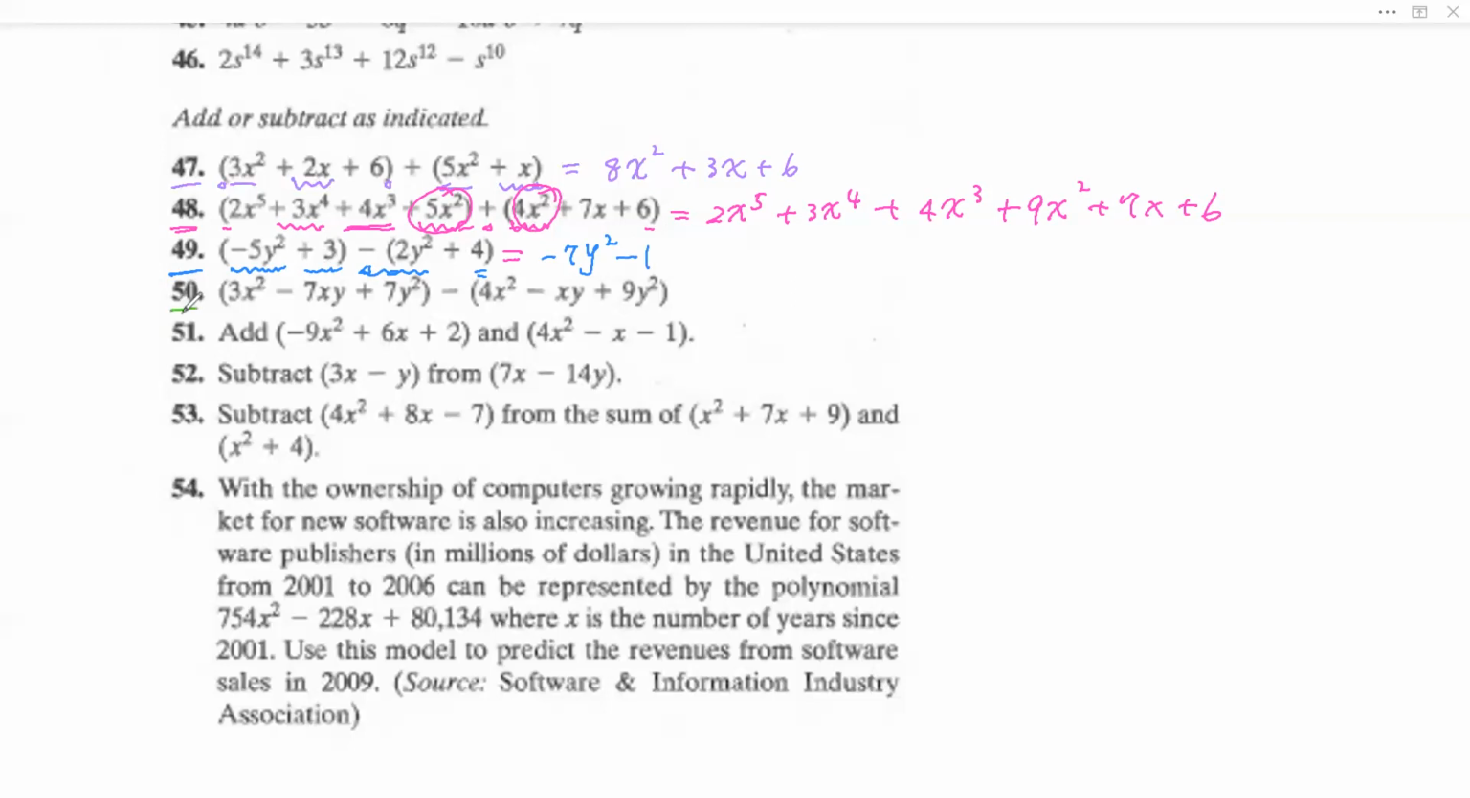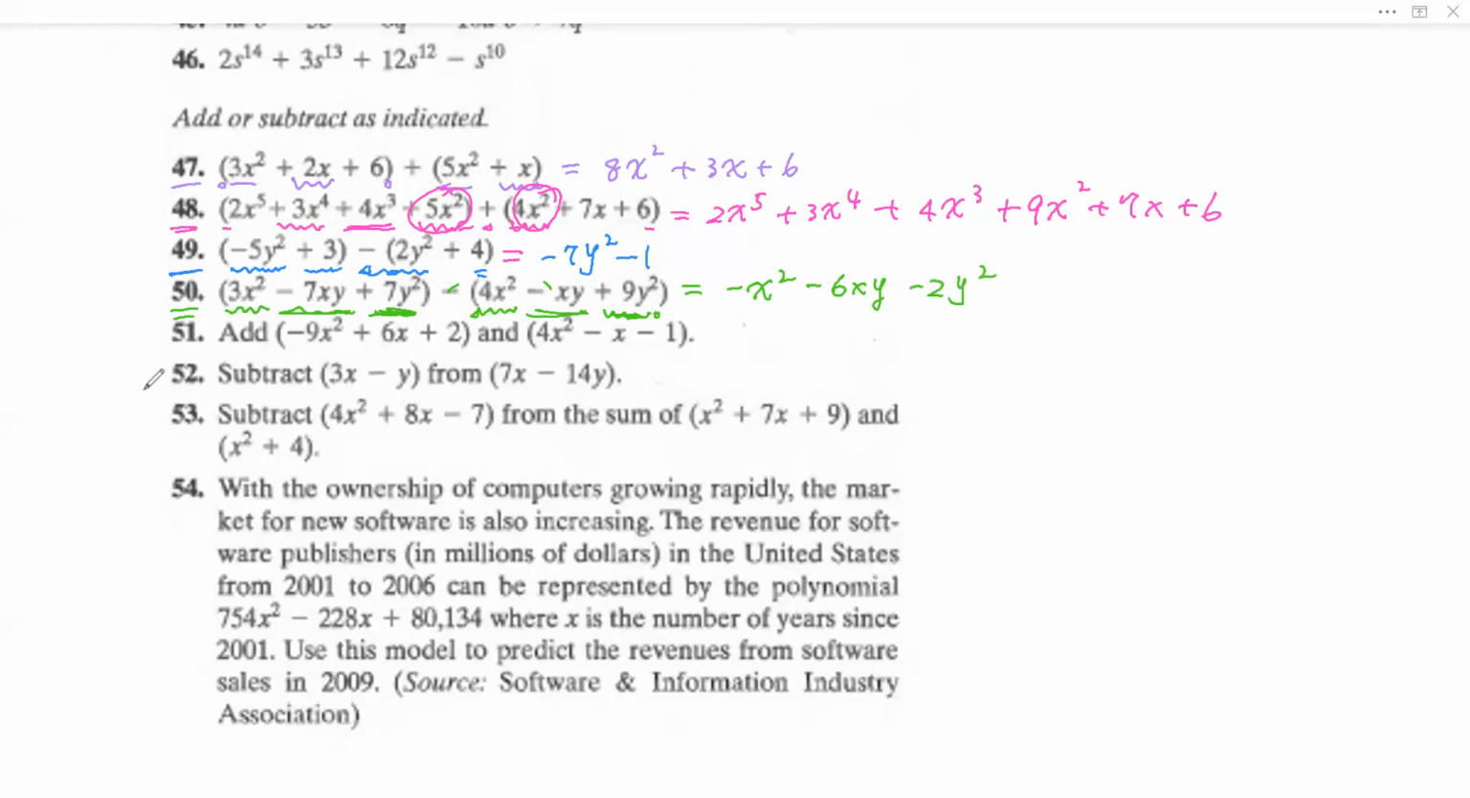Okay, let's move on. 50, the same. We need to get rid of the parentheses first, all right? So first we find this like term, 3 minus 4, right? So -x squared. Second one. So you can see these 2 are like terms, 7, -7x. This is plus, right? You distribute inside. So you get -6y. And the third one here. And negative means -9. So you got -2y squared, right?